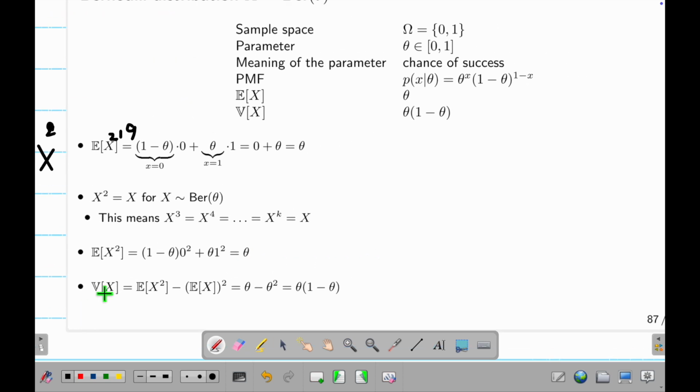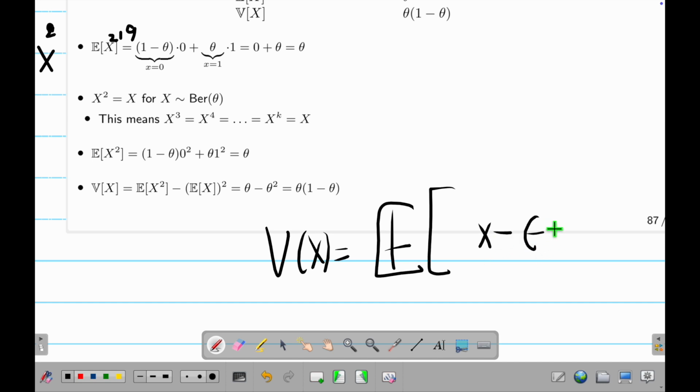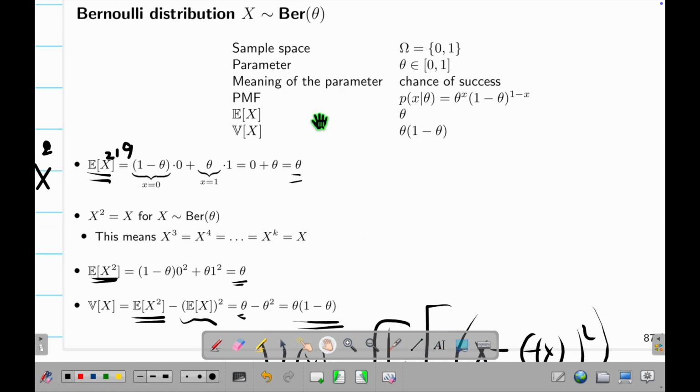Lastly, what about Vx? Let me recap. Vx is E of something, the expected squared deviation. But I can also do this: it will be E of x squared minus E of x, whole thing squared. Since this guy is just theta, and this thing is theta, I have theta minus theta squared. So on a coin flip, if your coin is fair, then on average you see half. What about the variance? It will be half times half, that means 0.25. That's the variance.